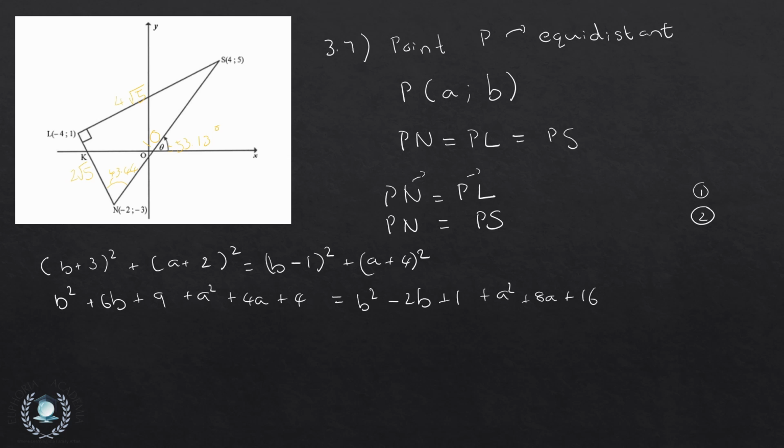plus 16. Now after doing our algebra, gathering like terms, moving things from the left hand side to the right hand side and vice versa, we're going to find that our answer gives us 2b minus a is equal to 1, and it's easy to make a the subject of the formula. We're going to find that a is equal to 2b minus 1, and that can be considered our equation 3.